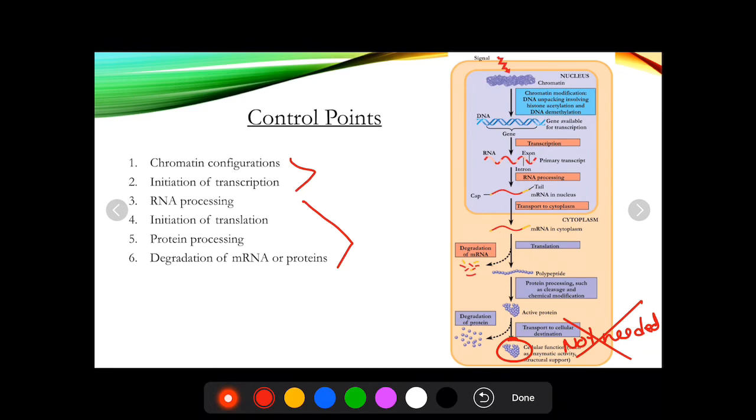RNA processing, initiation of translation, protein processing and degradation, although there's a little bit of information here under the degradation of proteins. So, 6 different control points, 6 ways to control whether a protein is made.